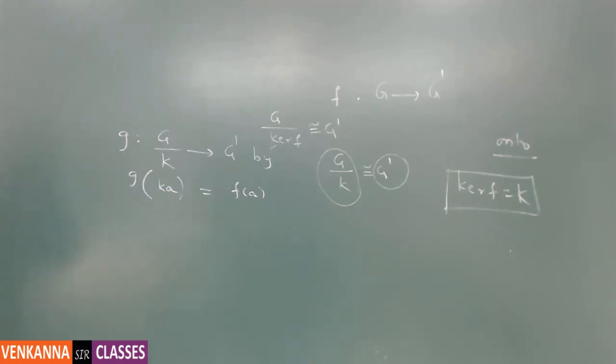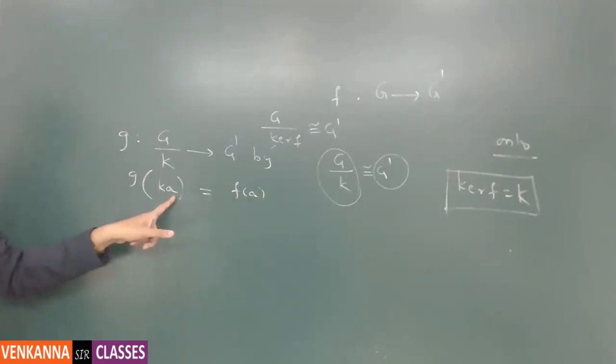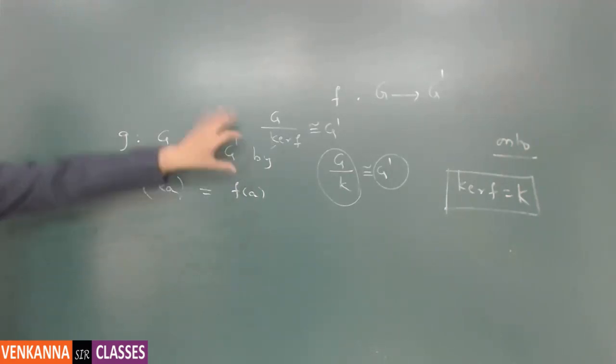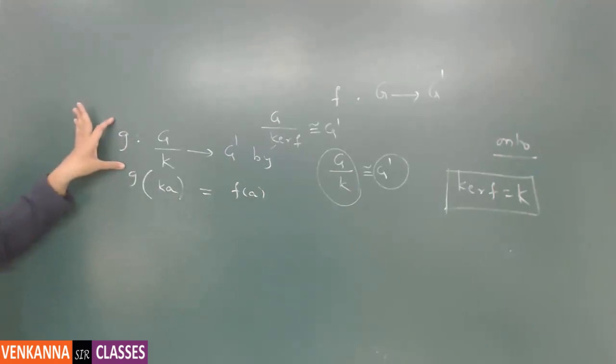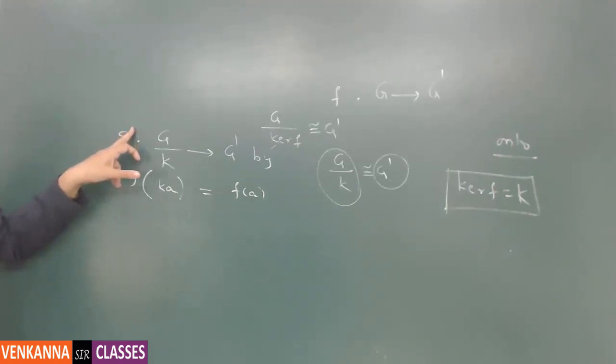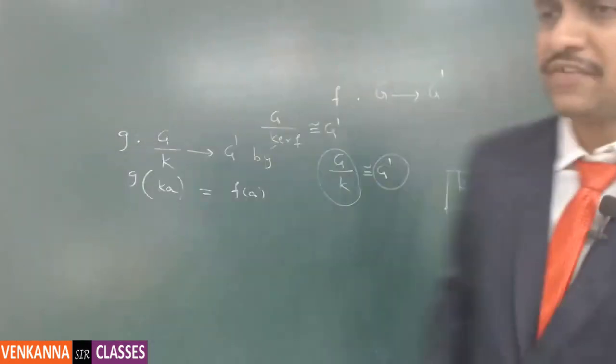Please understand how the function is defined. The domain contains all cosets, so I pick up a coset. How is the coset paired? It is paired with the image of the element for which the coset is formed. So a goes to f of a, because G dash contains only f images. So g of Ka is equal to f of a. This is the way I am defining the function. Any confusion for anybody in this definition?